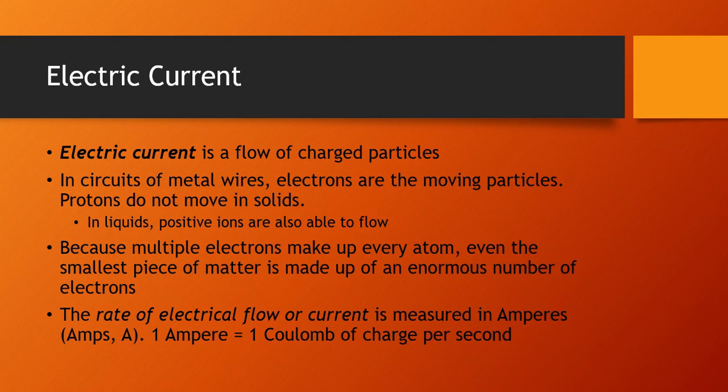The rate at which those electrons flow around in the conductor, or the current, is measured in amperes, or we just shorten it to amps. 1 ampere is equal to 1 coulomb of charge per second. That would be 6.25 billion electrons moving past some point every second. So 1 amp of electric current is a lot. Most electric currents are much smaller than that.